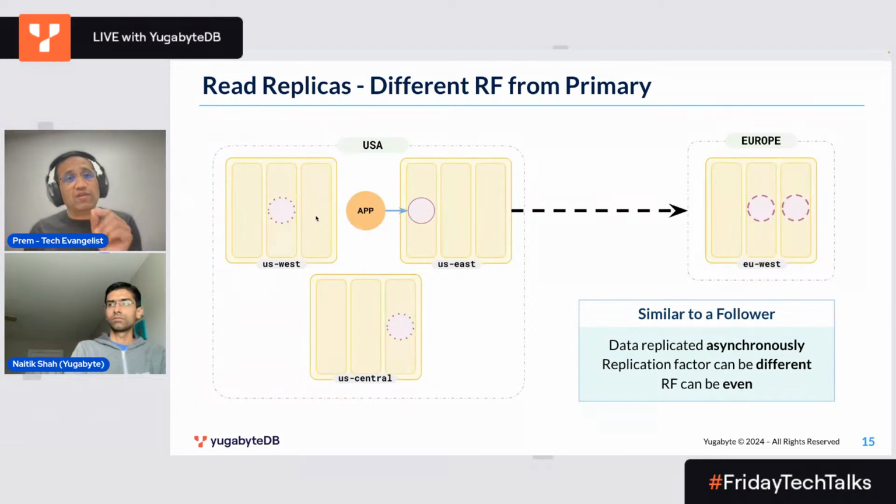If it actually failed over to Europe, that means that your US users, where most of the users are located, would have to face a high latency by having your writes replicated to Europe. That doesn't happen in the case of read replicas. That's why we ensure that your failover happens within the US region. That's why Naitik has three replicas within US, and read replicas in Europe. That's it.